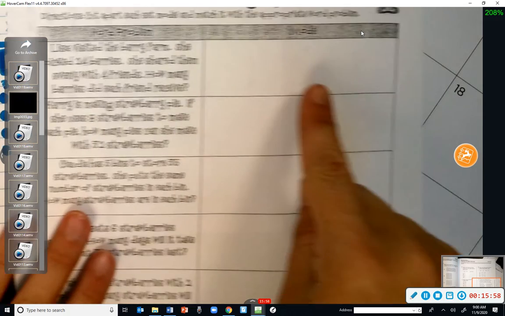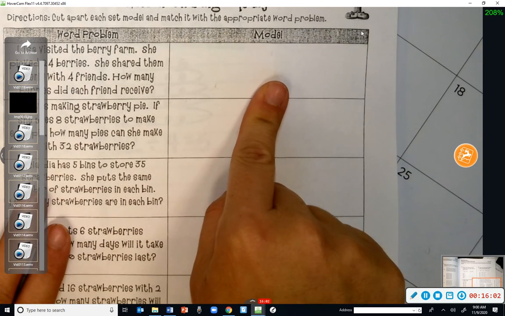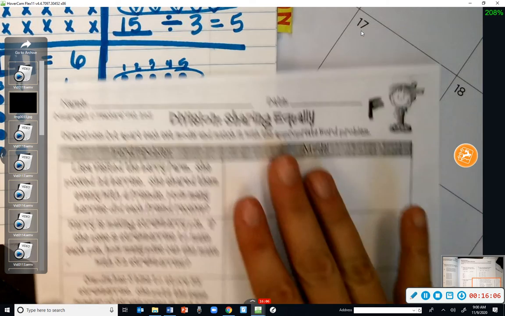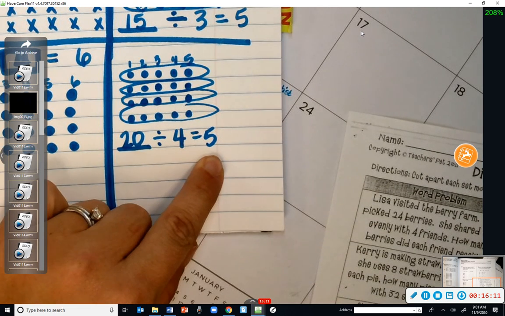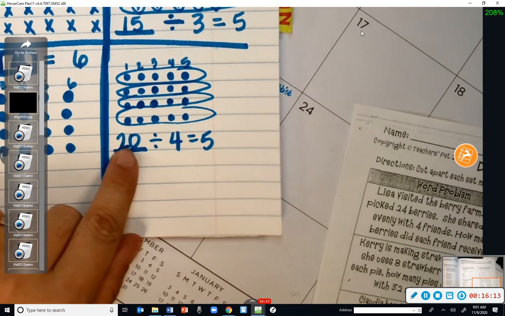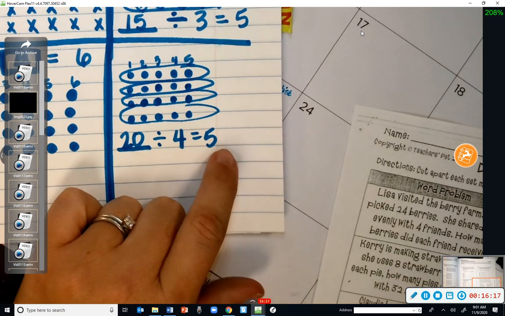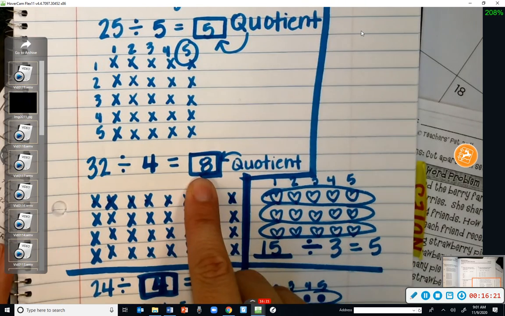So you're going to show your model and how you worked it out over here in the box. And then I want you to write the division sentence with your answer, exactly like what you see here. This is a number sentence. We call it a sentence because it goes left to right. So write your division sentence and then box your answer, just like you see here, okay?